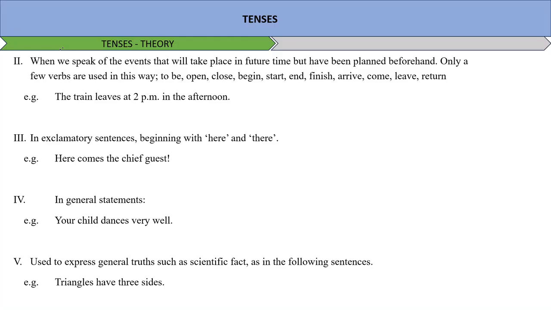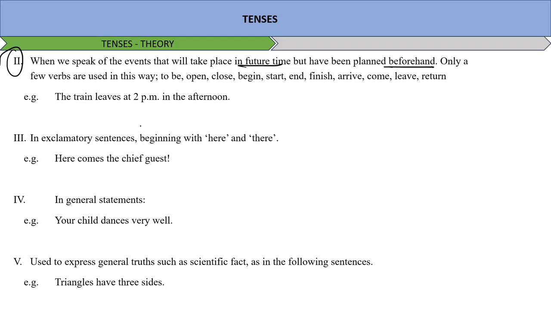Okay, this was the first case. What is the second case? The second case says, when we speak of the events that will take place in future time but have been planned beforehand, only a few verbs are used in this way. So, what are those few verbs? To be, open, close, begin, start, end, finish, arrive, come, leave, return.